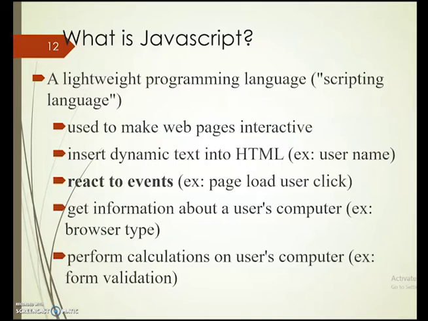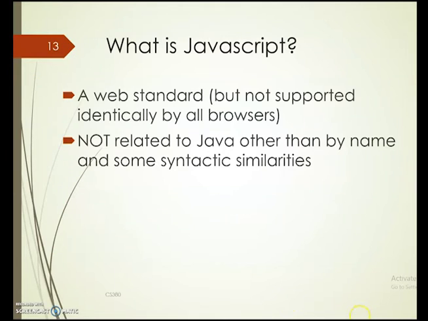It helps to give dynamic text into the HTML and it reacts to events, like page load, user clicks, etc. It can get information about the user's computer, then perform calculations on the user's computer, like form validation. If we are entering some data into the form and we want to submit that to the server, before submitting to the server the client can check or validate the information that we enter. That is validation.